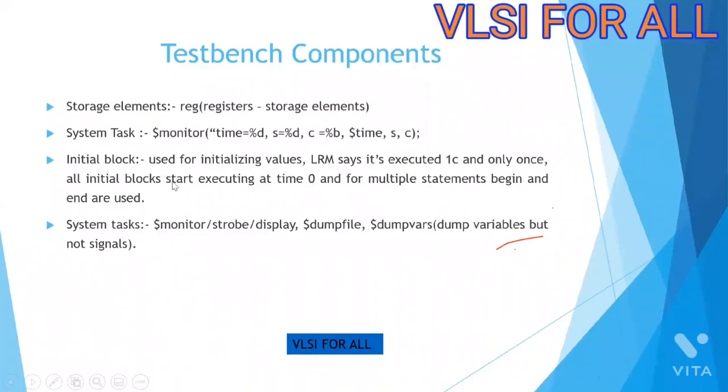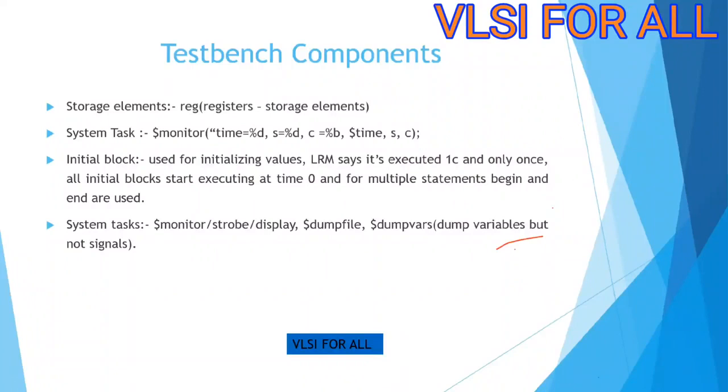Okay, initial blocks. There are different types of blocks that we have here, used for initializing values. An initial block is executed once and only once, and all initial blocks start executing at time 0. For multiple statements, we use begin and end. We can have multiple initial blocks inside our test bench, and all the initial blocks will go at one single time inside the system.